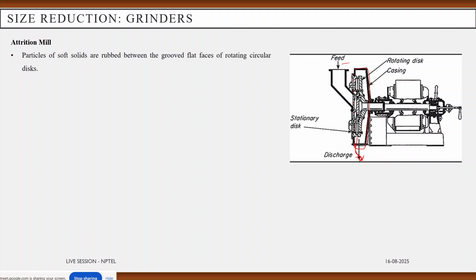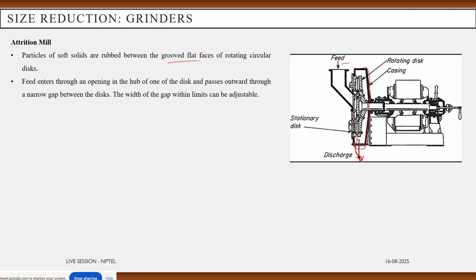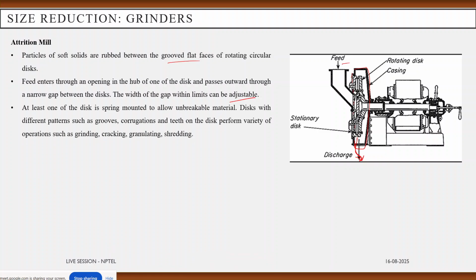So here the particles of soft solids are wrapped between the grooved plate flat surfaces of the rotating disc. Feed enters through an opening in the hub of one of the discs and passes outward through a narrow gap between the discs. The width of the gap, within limit, can be adjustable. At least one of the discs is spring mounted to allow unbreakable material.